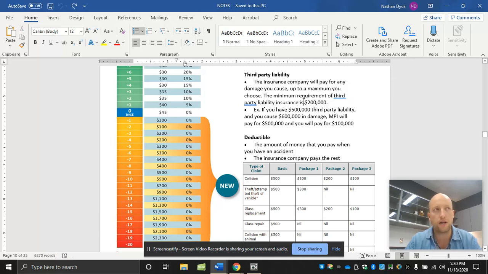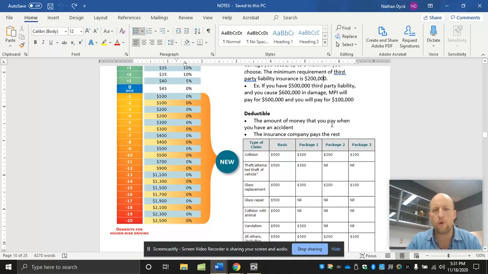$200,000 is not a lot. There was a business in Steinbach that recently burned down, and there was $10 million worth of damage. Now, obviously, getting a car crash versus a building burning down, a little bit different. But you just never know the cost that might be incurred by you hitting something. So be very careful with how little third-party liability you choose. You can choose $500,000, and so on. So if you did choose $500,000, but you caused $600,000 worth of damage, you will have to pay $100,000 as well.